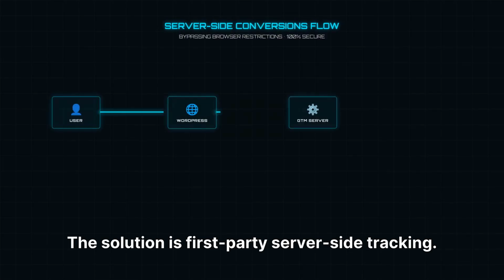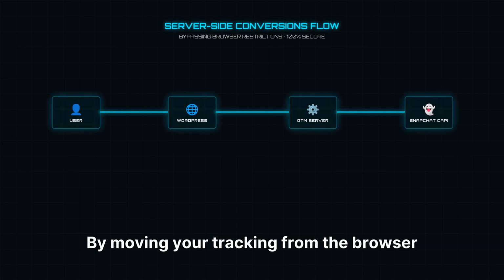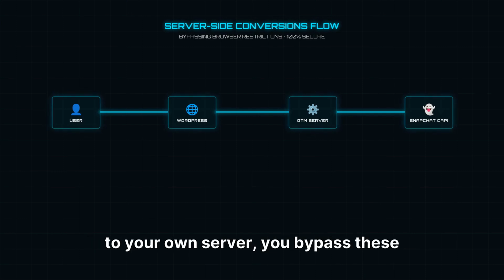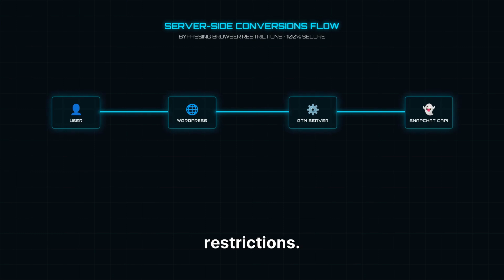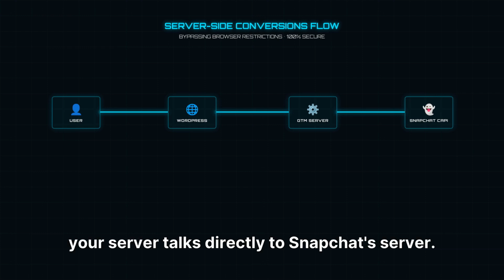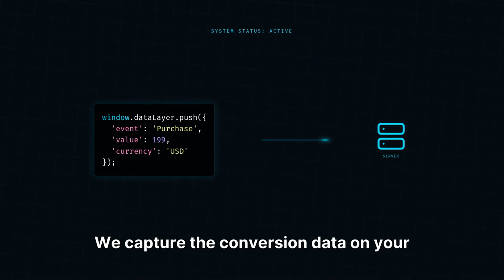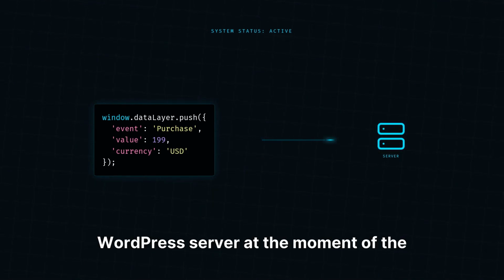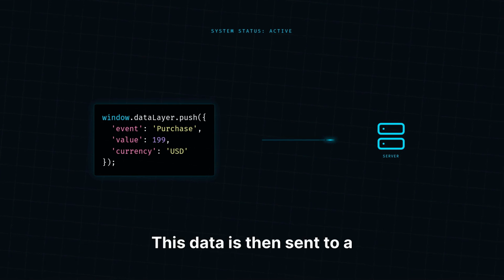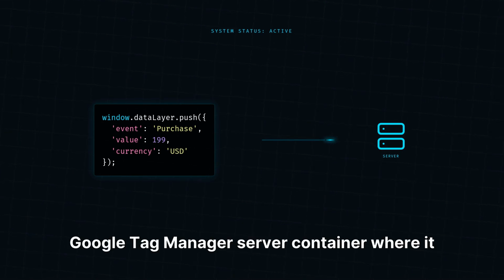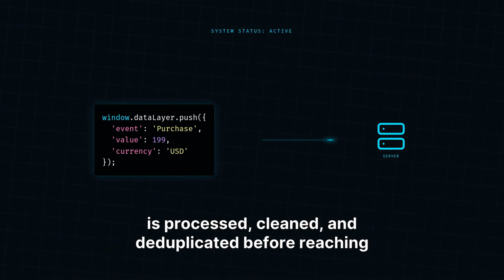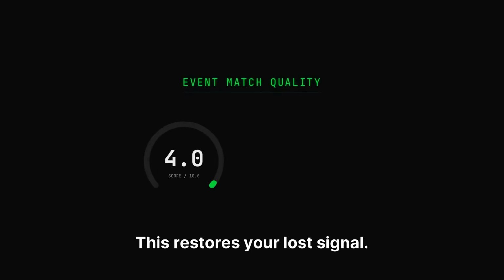The solution is first-party server-side tracking. By moving your tracking from the browser to your own server, you bypass these restrictions. This is the foundation of the Snapchat Conversions API, or CAPI. Your server talks directly to Snapchat's server. The key is a properly structured data layer. We capture the conversion data on your WordPress server at the moment of the transaction. This data is then sent to a Google Tag Manager server container where it is processed, cleaned, and deduplicated before reaching Snapchat. This restores your lost signal.